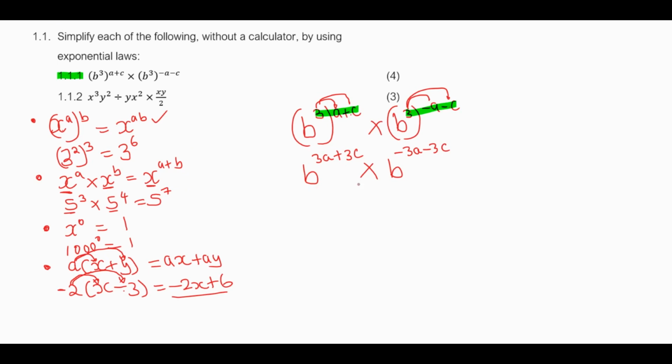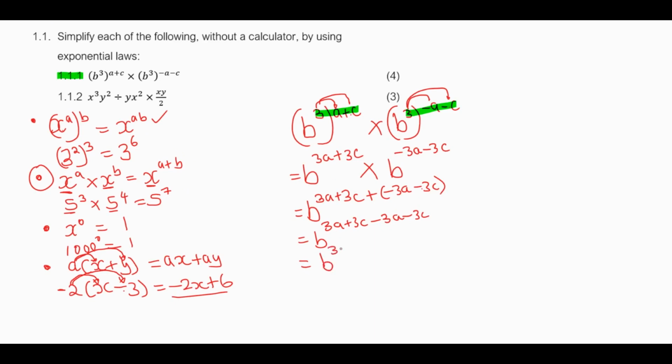Now we are multiplying powers with the same base, so we add the exponents. It's going to be b to the power 3a plus 3c, plus negative 3a minus 3c. Let's simplify this: positive and negative will remain with negative. Let's collect the like terms in the exponent.